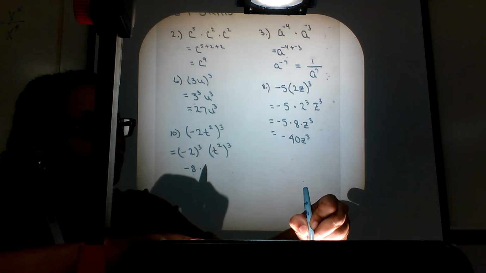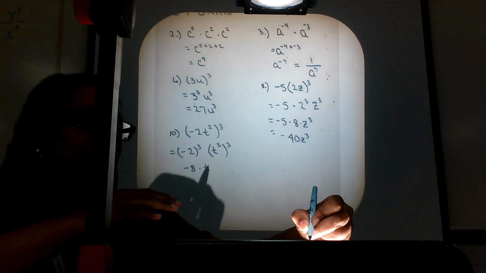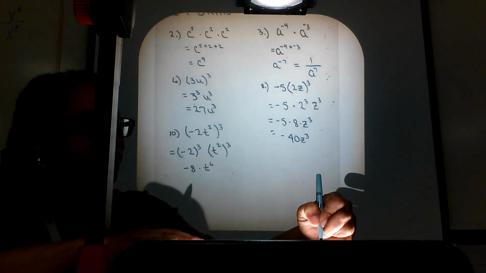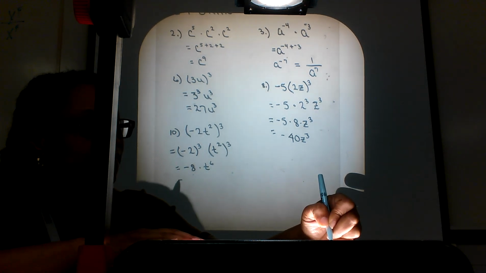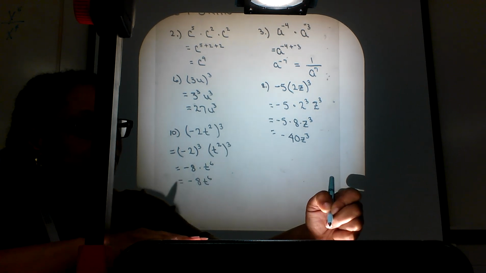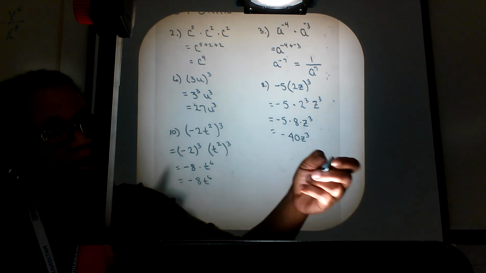Times t to the what? Is it t to the 5th or is it t to the 6th? 6. It's going to be t to the 6th power. Negative 86. Okay with that? About 12.